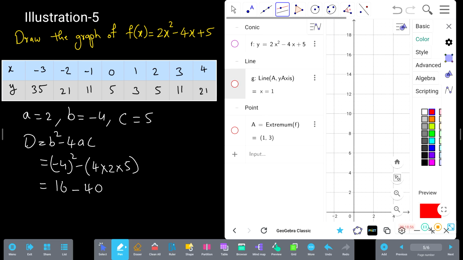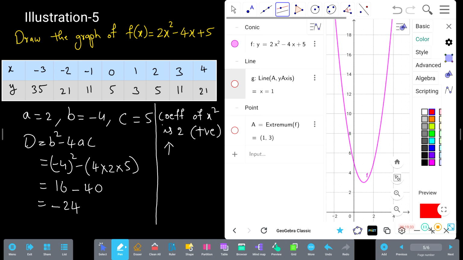16 minus 40 is minus 24. So here if we observe carefully, the coefficient of x square is 2. That means this is a positive value. Positive value means the parabola will be opening upwards, right? So see this parabola. You can clearly say that this parabola is opening upwards.